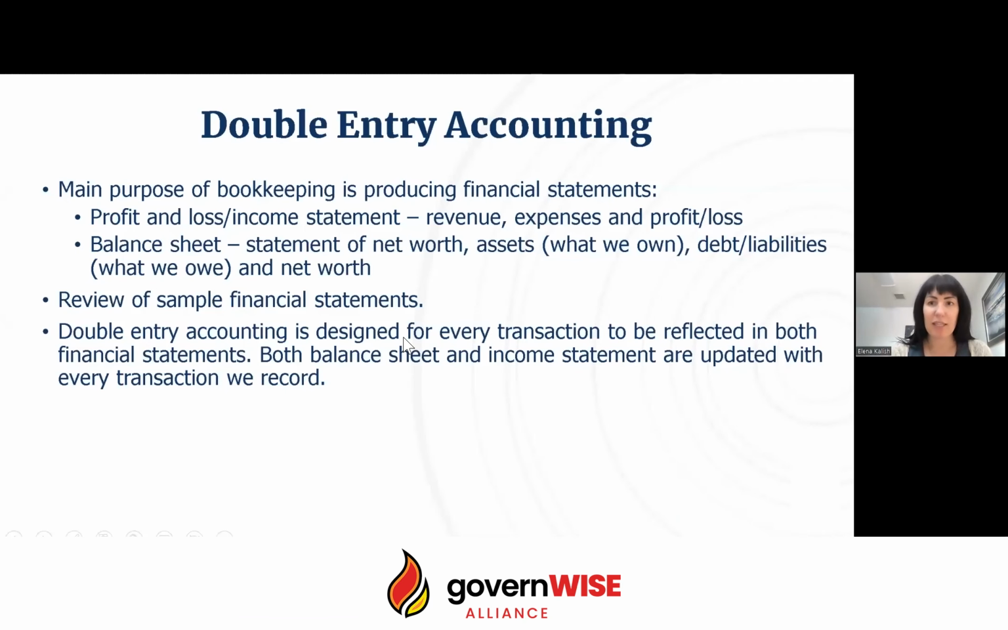So in financial reporting, in our bookkeeping, the whole purpose is to produce the reports, right? The main reports are our profit and loss or income statement, that shows all the income and expenses and the net surplus or deficit. And then our balance sheet. The balance sheet is the assets and liabilities, or what we own and the debt we have, and then our net worth, or our organization's net worth, right?